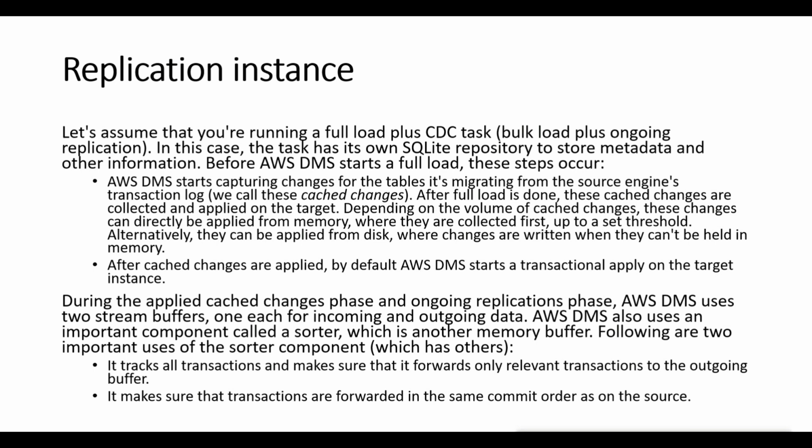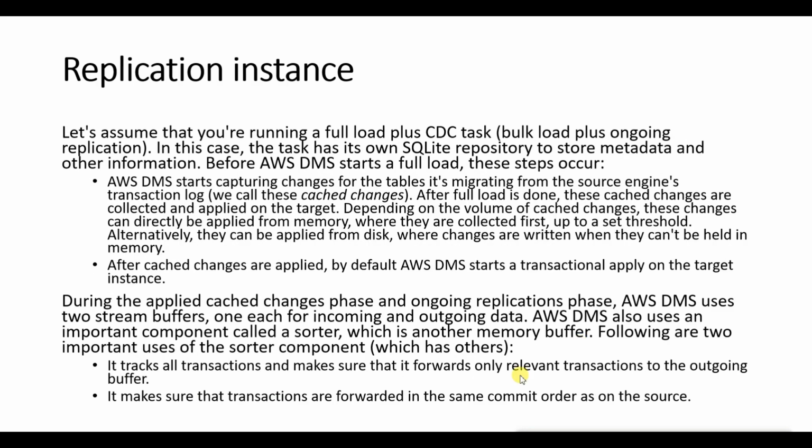And after the changes are applied, by default AWS DMS starts transaction and apply on the target. And during the apply cache changes phase and ongoing replication phase, AWS DMS uses two stream buffers, one each for incoming and outgoing data. AWS DMS also uses an important component called a sorter, which is another memory buffer, and it tracks all transactions and makes sure that it forwards only relevant transactions to the outgoing buffer. It also makes sure that the transactions are forwarded in the same commit order as on the source.